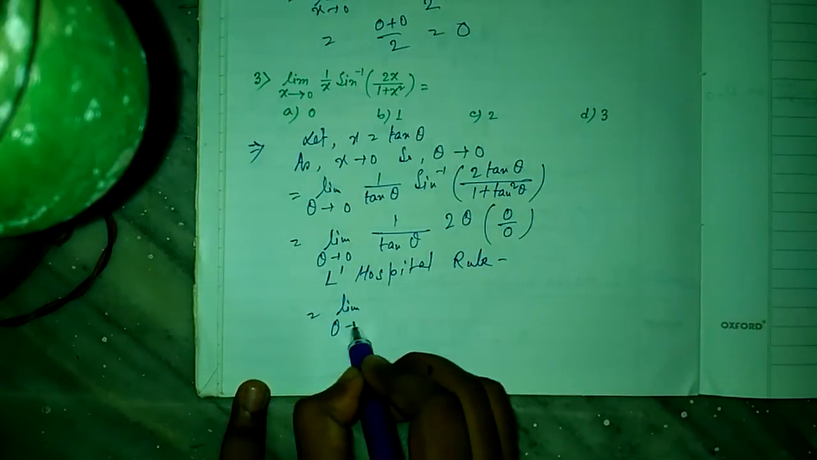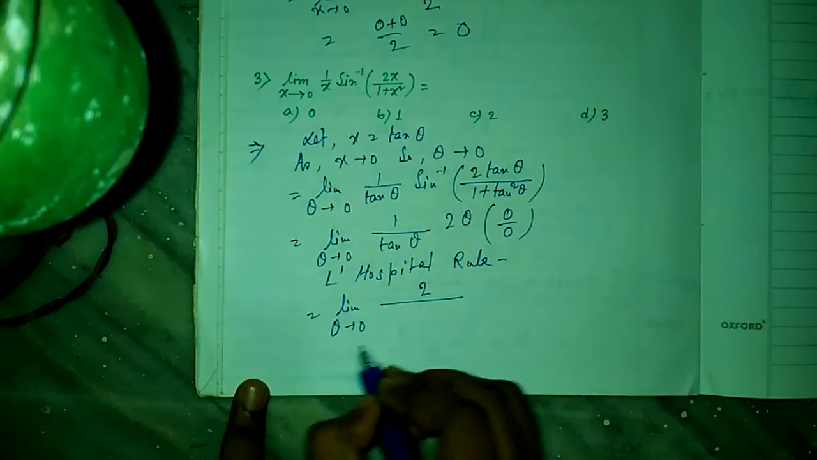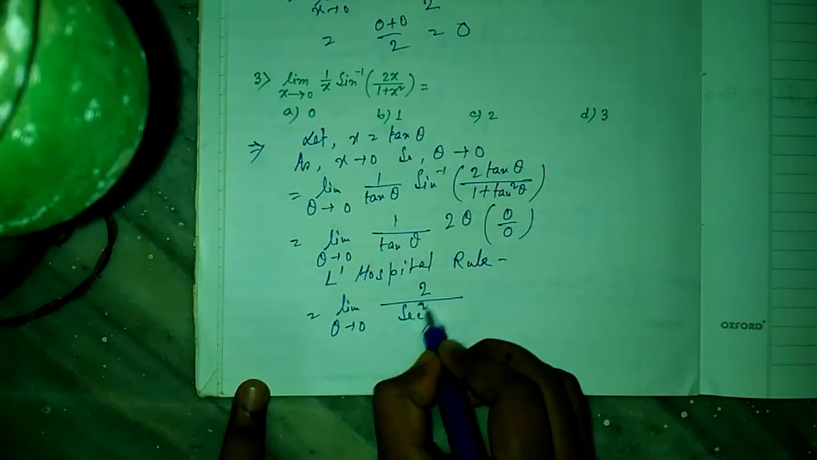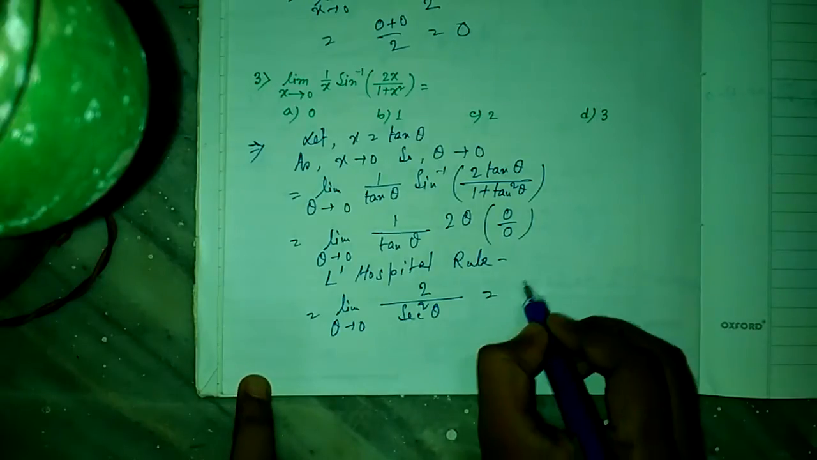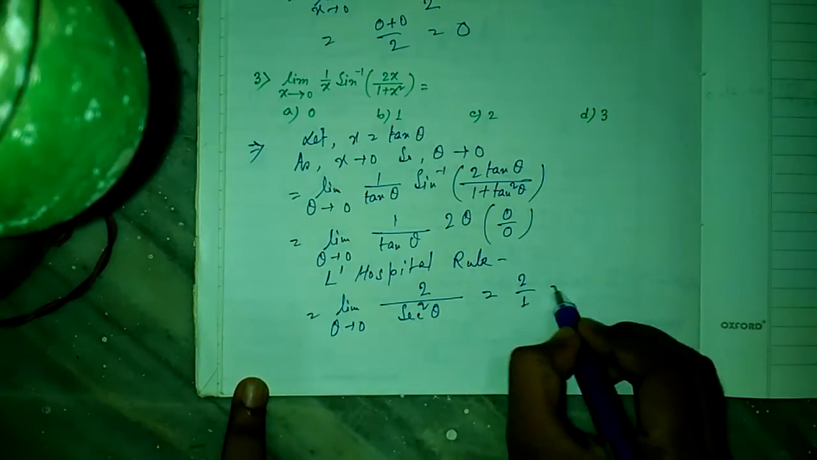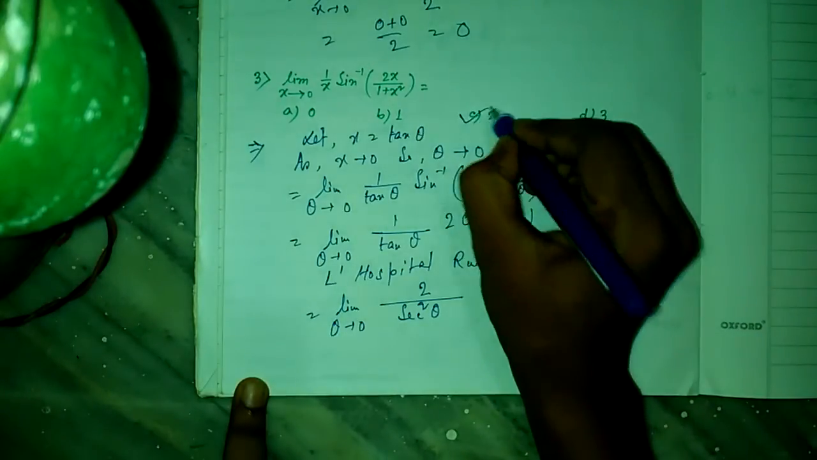So this will be the derivative of 2 theta, which is 2, over the derivative of tan theta, which is sec square theta. So this will be 2 by 1. So that is 2. So our option C is correct.